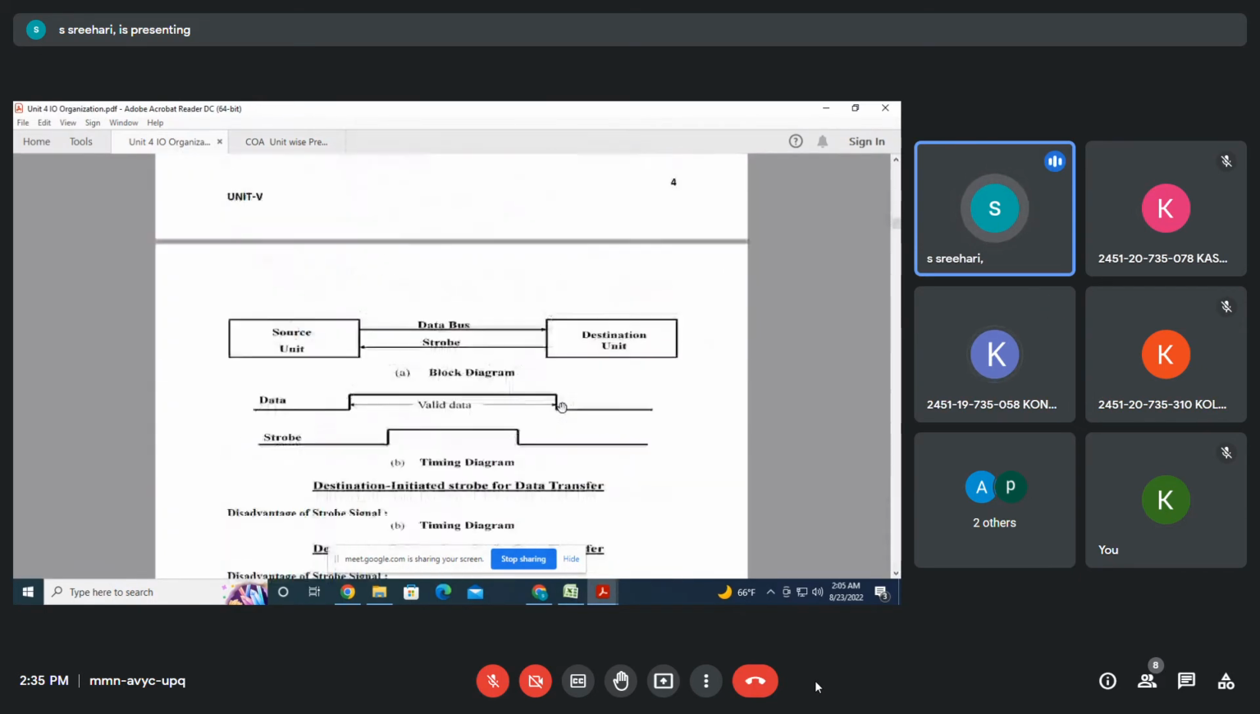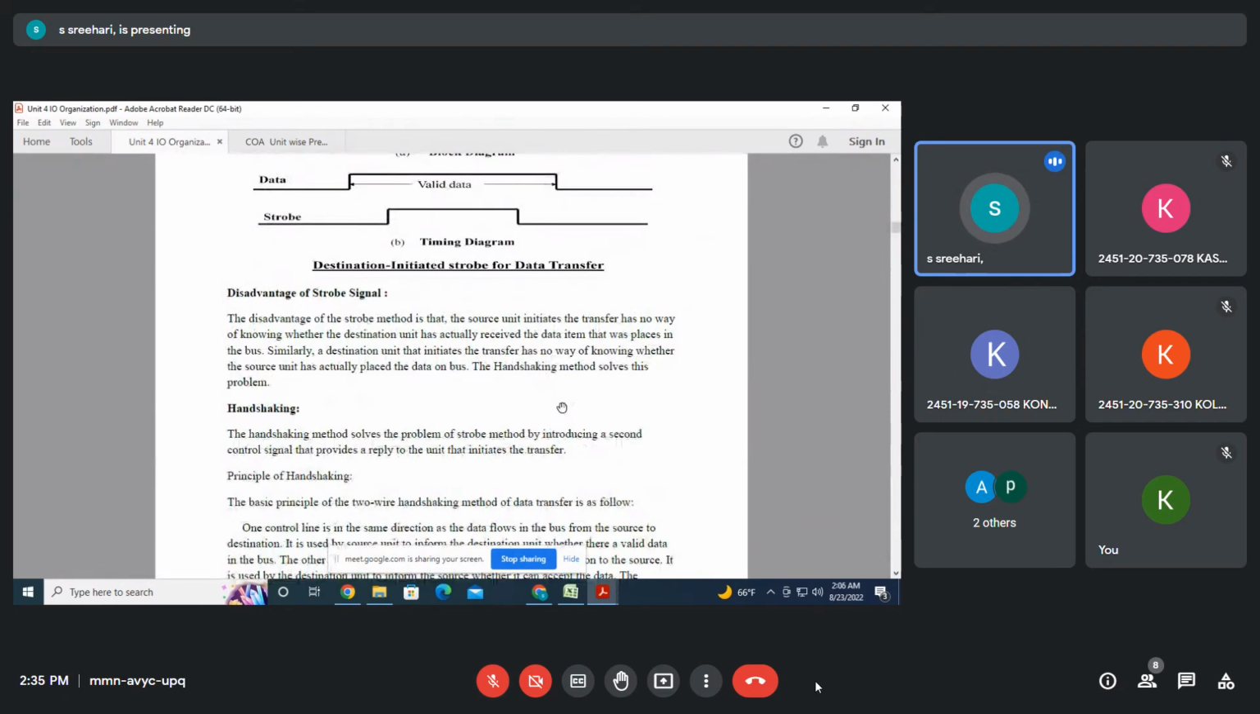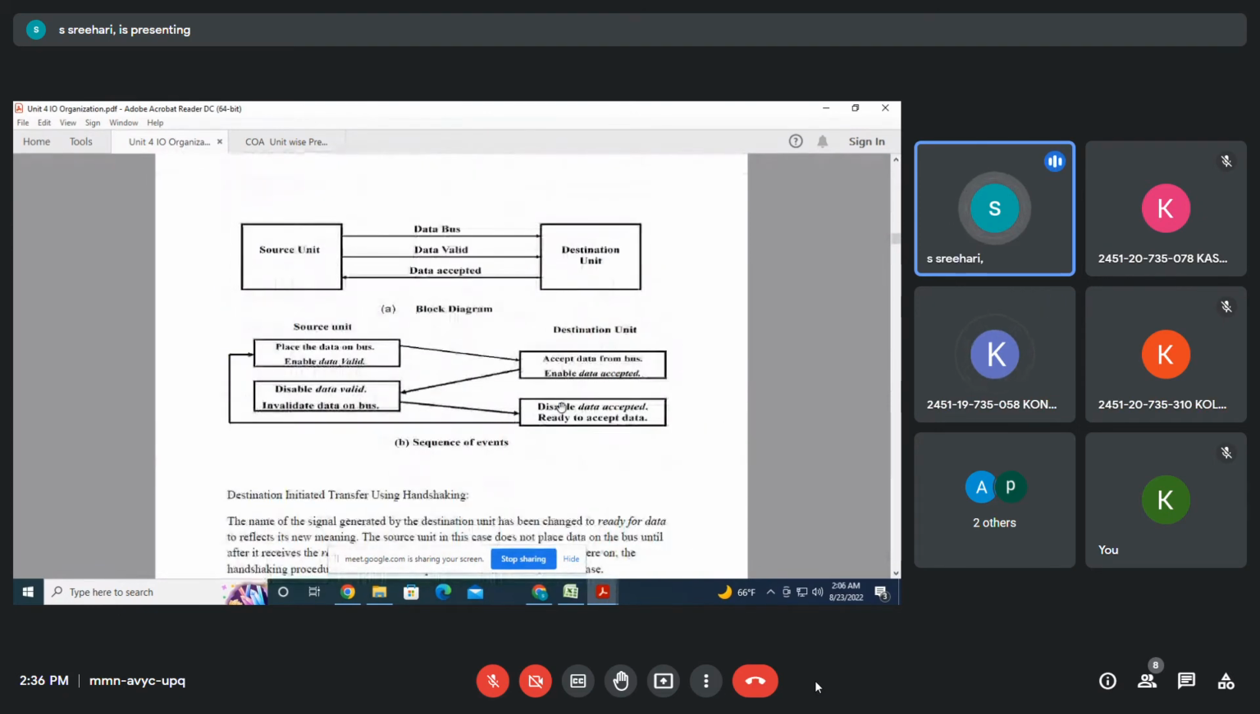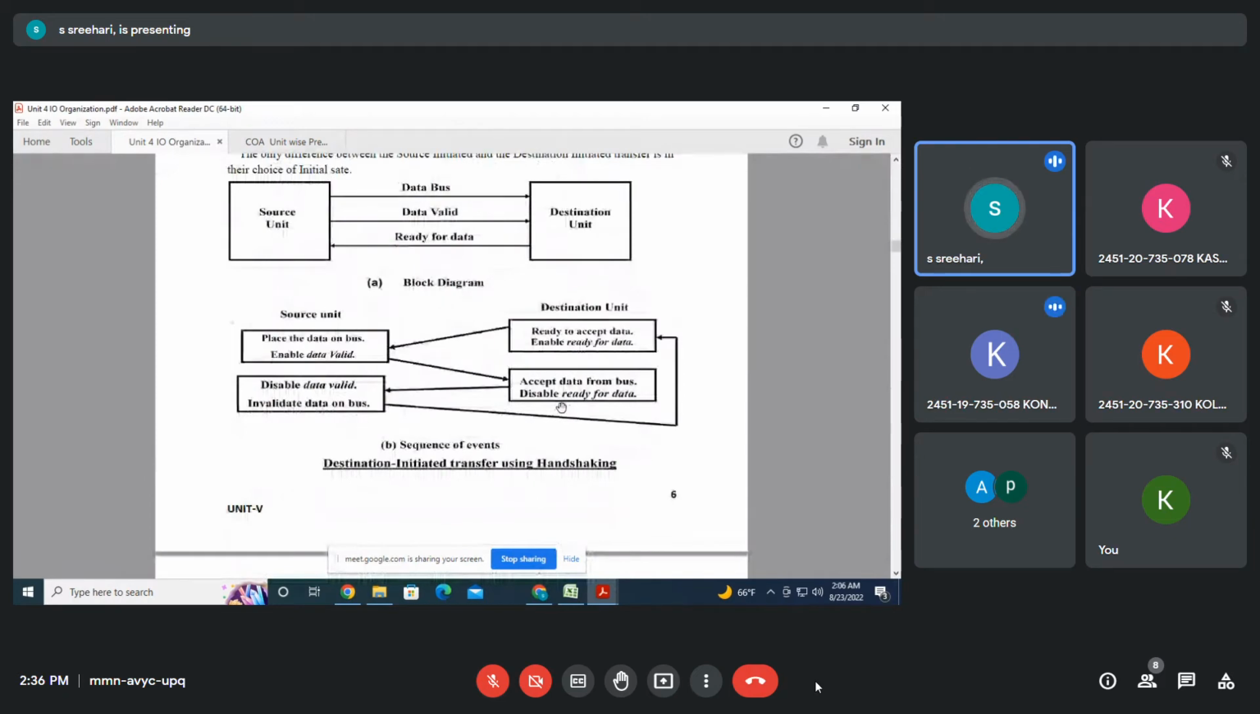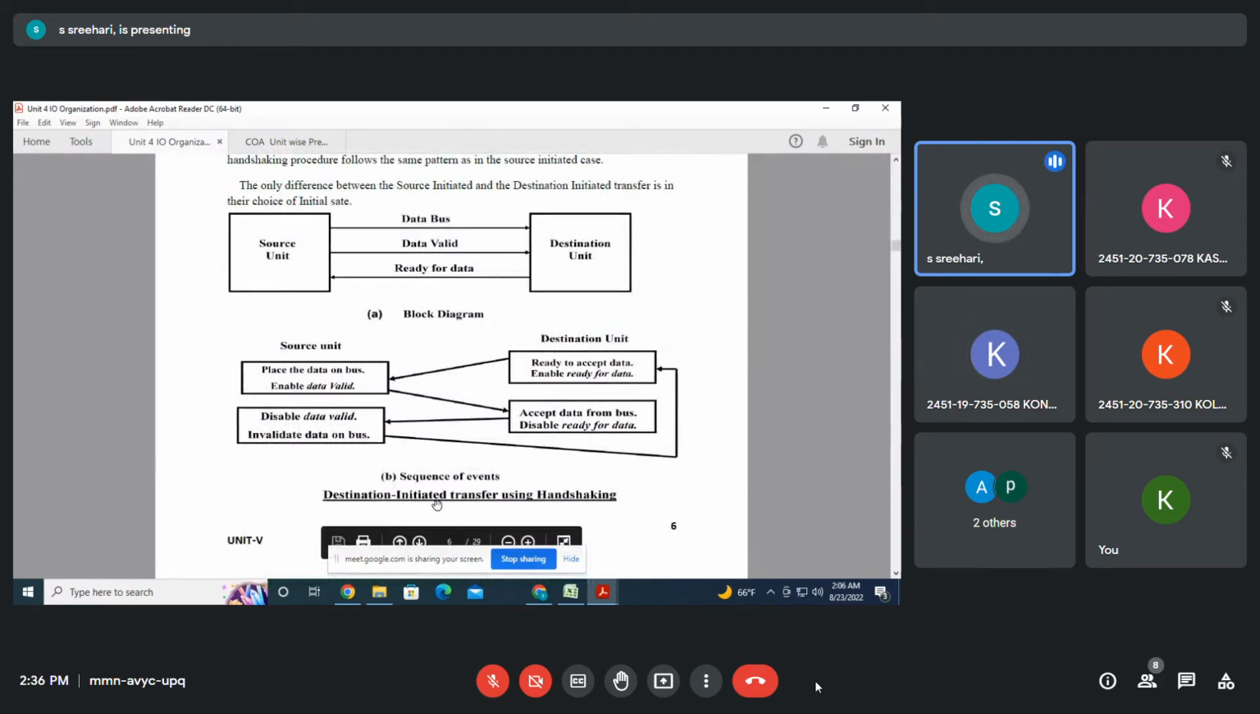So this is for the source initiation and destination initiation handshaking process. This is for the destination initiated handshaking process. You have to explain this destination initiated handshaking process with that. Okay.